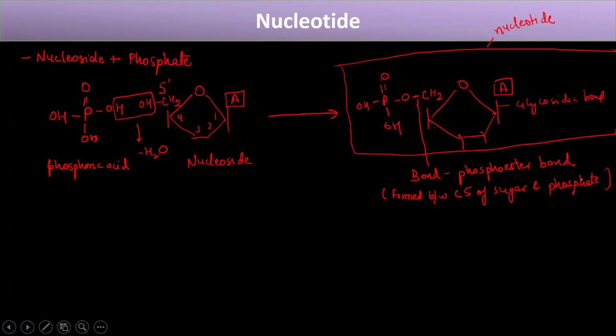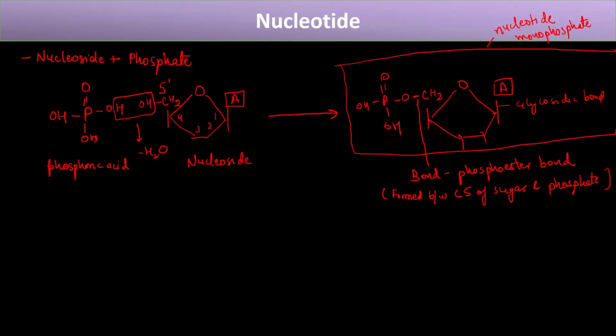The phosphoester bond is formed between carbon 5 of the sugar and the phosphate, while the glycosidic bond is formed between carbon 1 of the sugar and the nitrogenous base. Now, this structure that we are seeing, since it has only one phosphate, is known as a monophosphate. So the name you can also write as nucleotide monophosphate because it has only one phosphate.